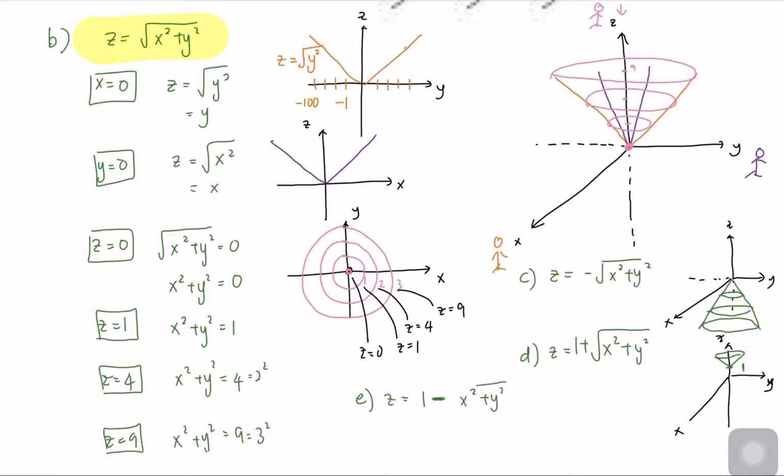If you have z equal to 1, but this time minus square root of x squared plus y squared, you know that the basic graph is the cone. The basic graph is a cone, downward, concave down, but it's 1 unit up. So it's 1 here, so it will be like this. So you can see the difference.